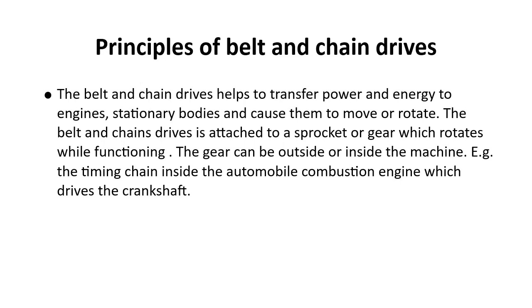He said the belt and chain drive is attached to a sprocket or gear which rotates while functioning. This applies when you use the chain drive. For example, the chain drive can only be attached to one of the mechanisms, one of the gears that has a sprocket or gear. And once you attach the chain drive to this sprocket or gear, it hooks to it and therefore can function effectively. The gear can be outside or inside the machine.